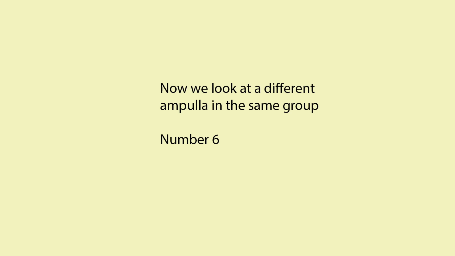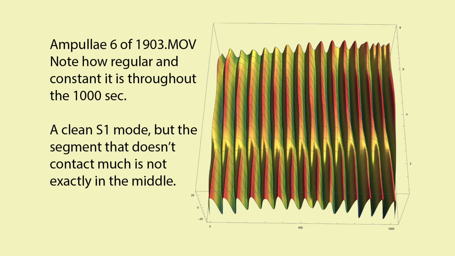Next, the lower ampulla in the series, number 6. This plot of ampulla 6 shows a contraction pattern that is very stable throughout the 1,000 seconds of observation. It is clearly in an S mode.